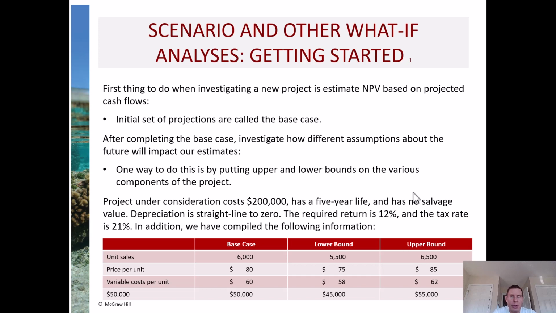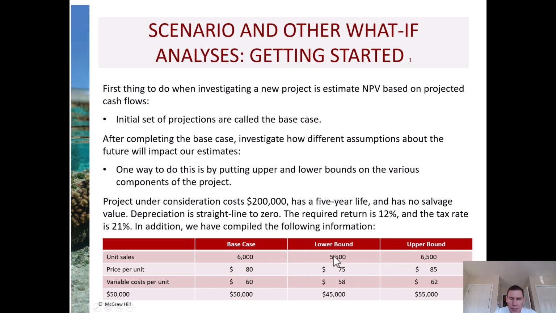One way to do this is by putting upper and lower bounds on the various components of the project. The project under consideration costs 200 grand in this example, has a 5-year life and has no salvage value. Depreciation is straight line down to zero. The required return is 12% and the tax rate is 21%. Now, in addition, we have compiled the following information. So you can see the base case here.